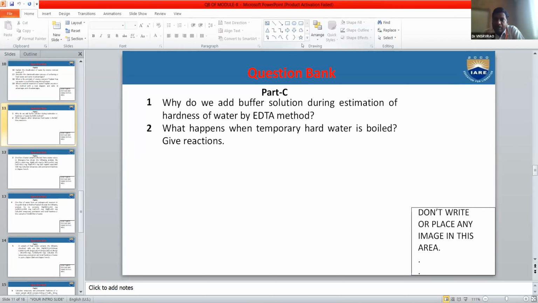So already you know the importance of the buffer. Buffer solution is used to maintain the constant pH of the solution when either acid or alkali is added. So that is called the purpose of the buffer solution.